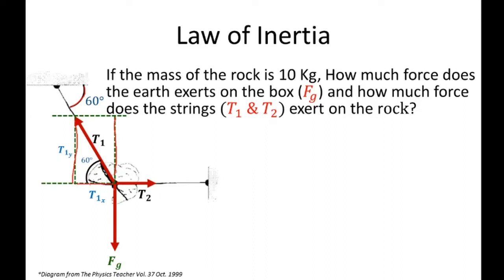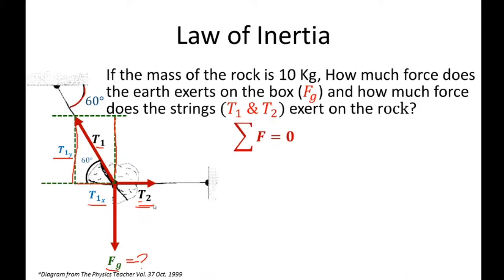And then our T1x is the x component of our T1, which is also equal to T2 here. Again, T1x here is equal to T2, and T1y here is just equal to the value of Fg. So how do we compute now? If the mass of the rock is 10 kilograms, how much force of gravity do we have here? And how much do the strings T1 and T2 exert on the rock? So we are going to compute Fg, T1, and T2.